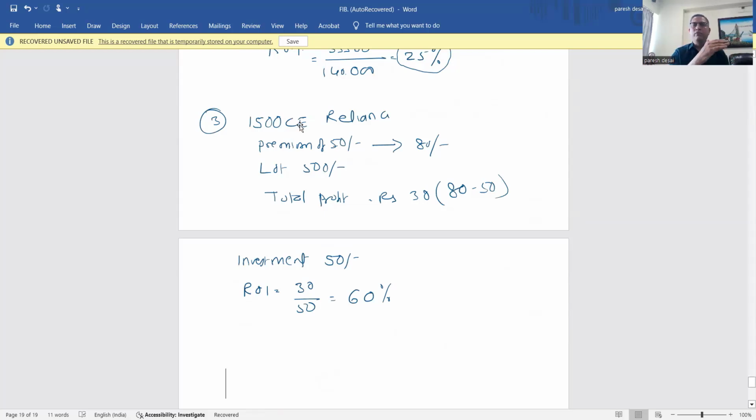Reliance price went up from 1500 to 1567, 1570. The premium went up from 50 rupees to 80 rupees and you paid only 25,000, not even 1,40,000. So your investment would be 25,000 and you made approximately 30 rupees into 500, 15,000 on 25,000. Then ROI becomes 60%. On a per unit basis, it is 30 and your investment was 50, so ROI is 60%. With this, I hope you understood the comparison between equity, futures, and options.